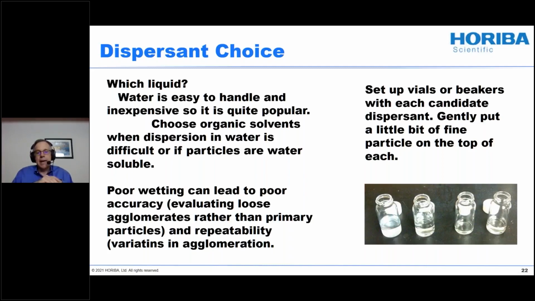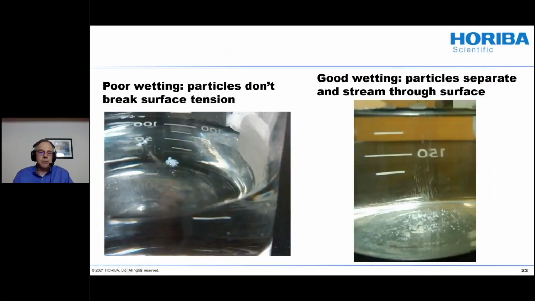Poor wetting and surface interaction can lead to bad accuracy because you'll have issues with agglomerates, and possibly issues in repeatability. You might set up some beakers with candidate dispersants, put a bit of fine particles on top of each, and see if the particles just sit on top or if they go straight through the surface tension because of wetting. Again, there's a webinar on sampling and dispersion that's worth looking at if you want to get deeper into this topic, but your choice of dispersant is important.